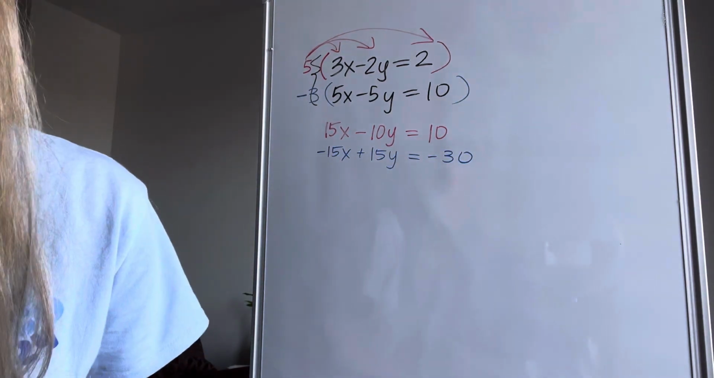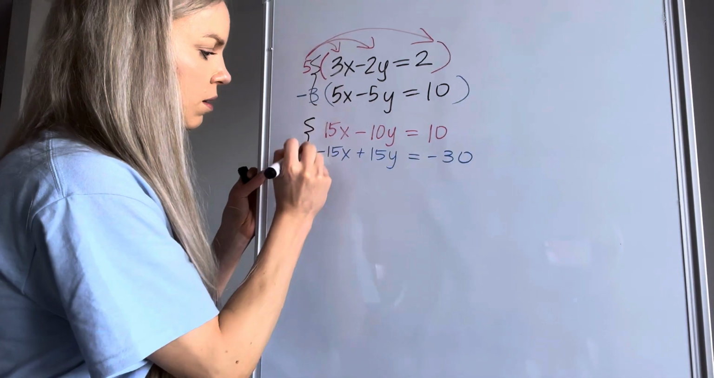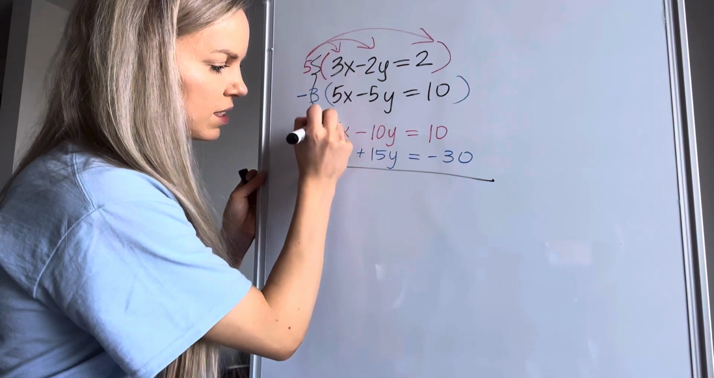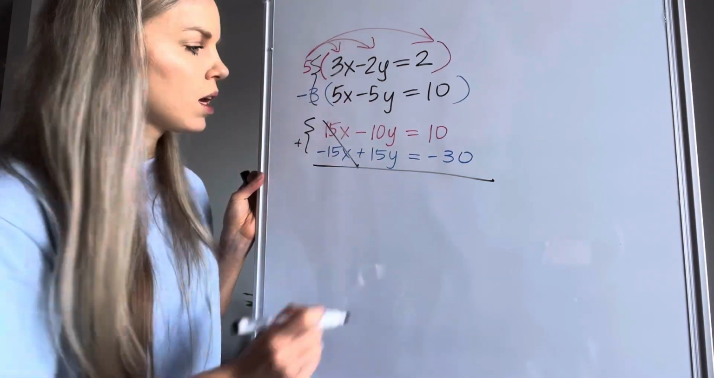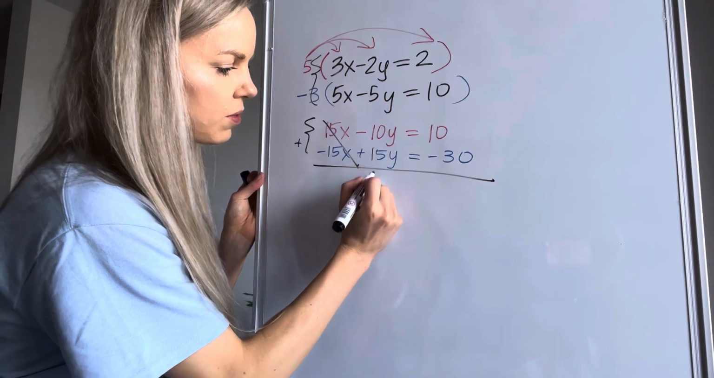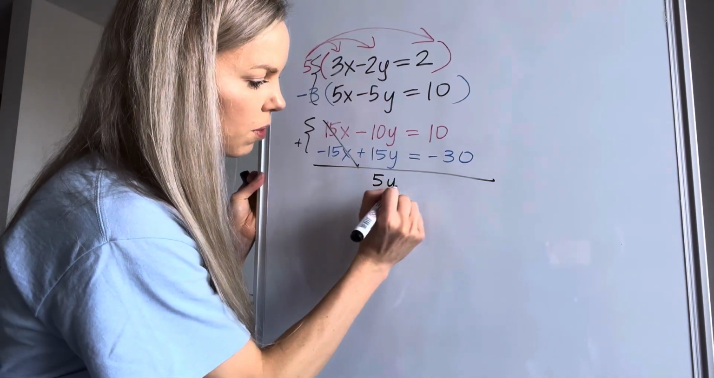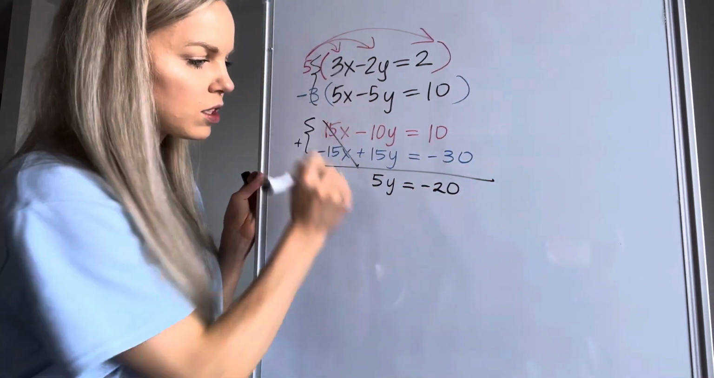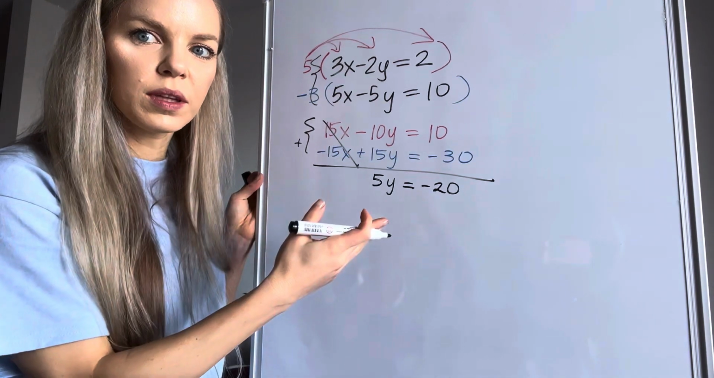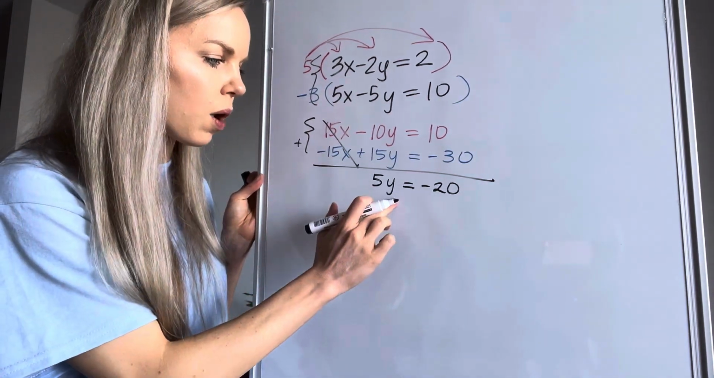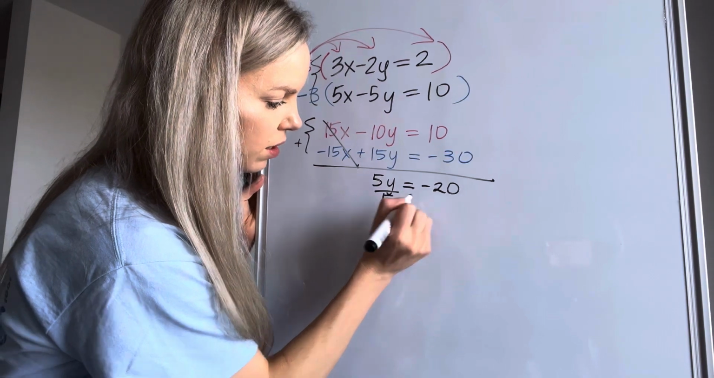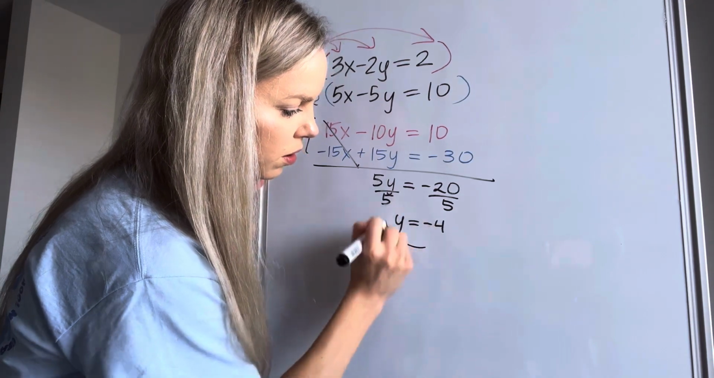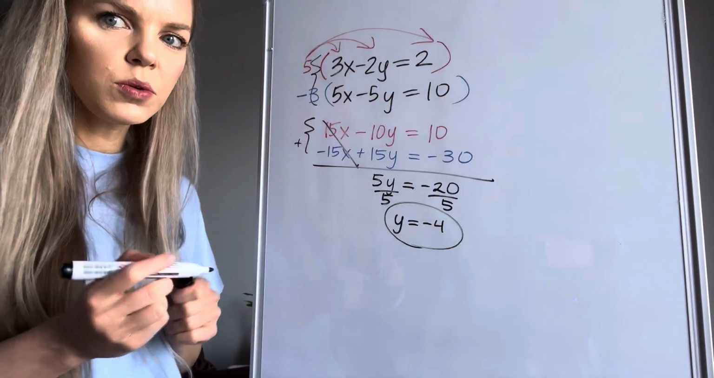Now, when I add them together, 15x plus negative 15x cancels out, just like we wanted. And then negative 10y plus 15y equals 5y. And then 10 plus negative 30 is negative 20. Because the x's canceled out, we now have a really easy equation that we can solve for the y. All we have to do is divide by 5, and we end up with y equals negative 4.